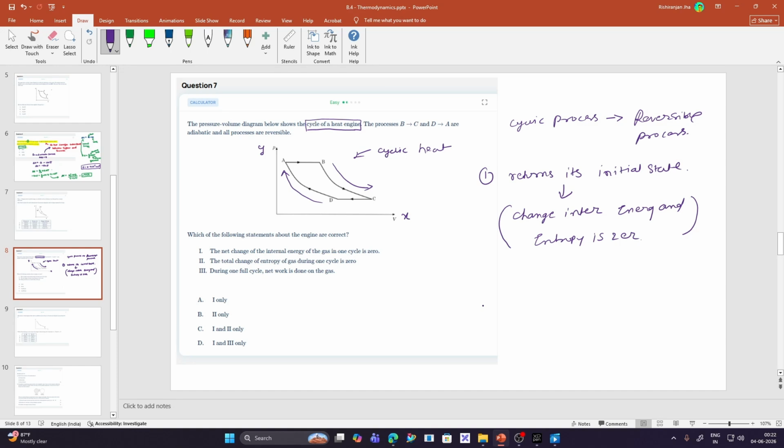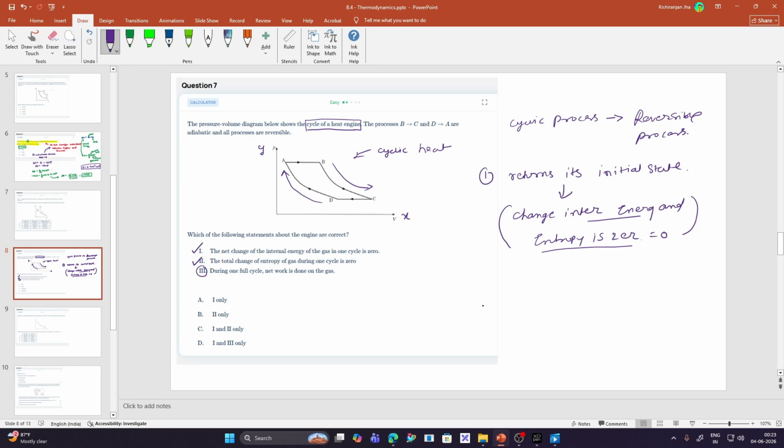So if we look at the statements here, the statement says the net change in the internal energy of the gas in one cycle is zero. The total change in the entropy of the gas during the cyclic process is zero. So from this we can say that statement number 1 and statement number 2 are correct. From the definition of the cyclic process, we can say that the net change in the internal energy of the gas is zero and the total change in entropy is also zero. So we don't have to look for statement 3.